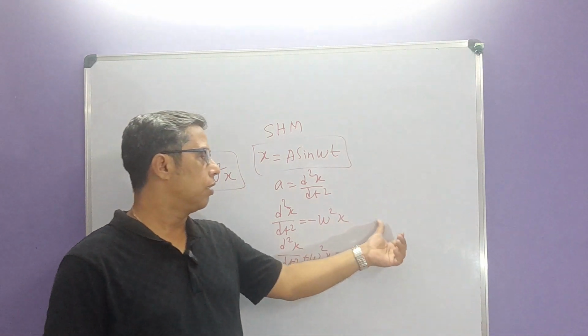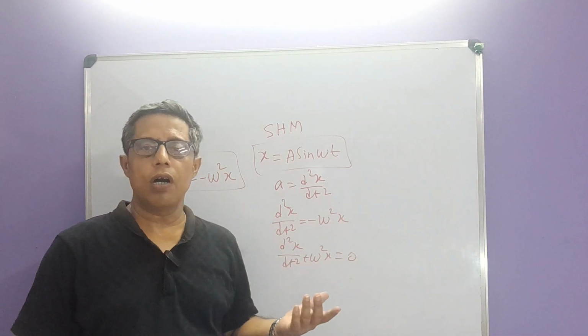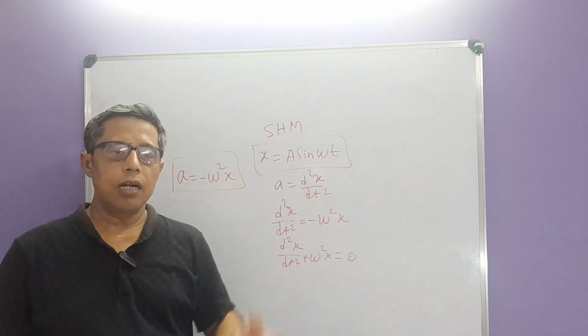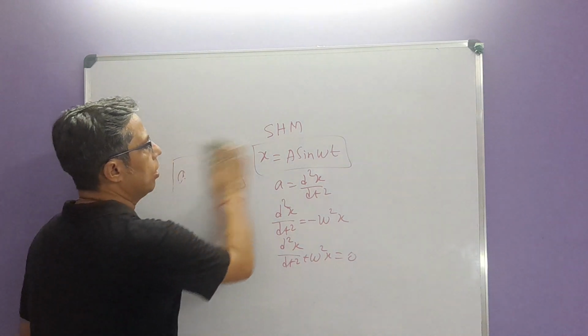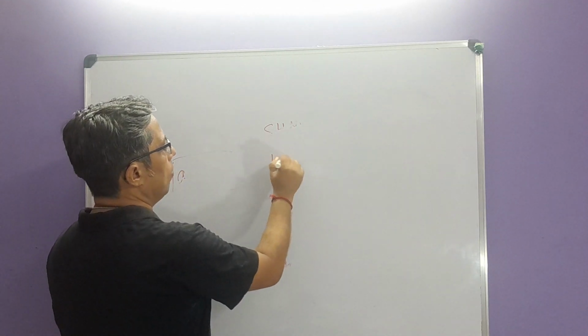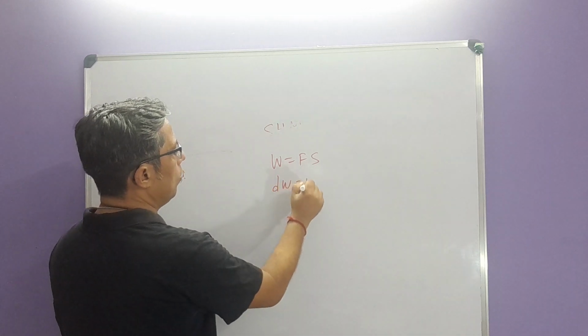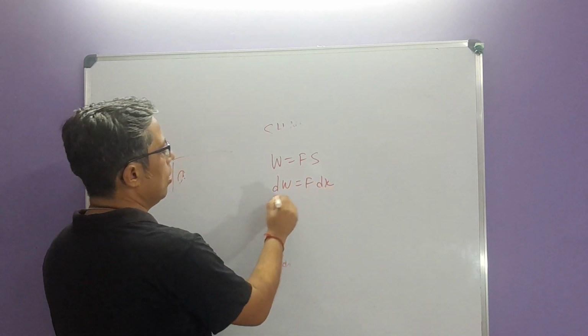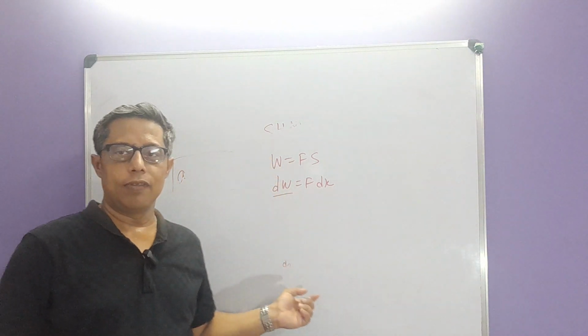Another method is the part of integration. Whenever we deal with work done, it comes up in multiple chapters. What was the definition of work done? We know W is equal to Fs. Now we will write dW is equal to F dx, a small work done for a small displacement. Then we will do the integration. This is the way we will proceed.